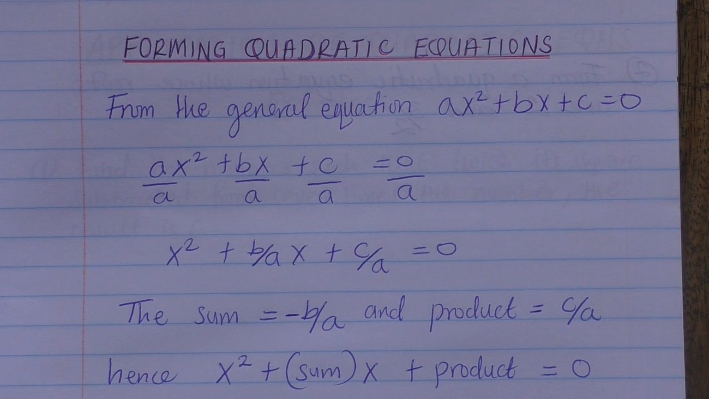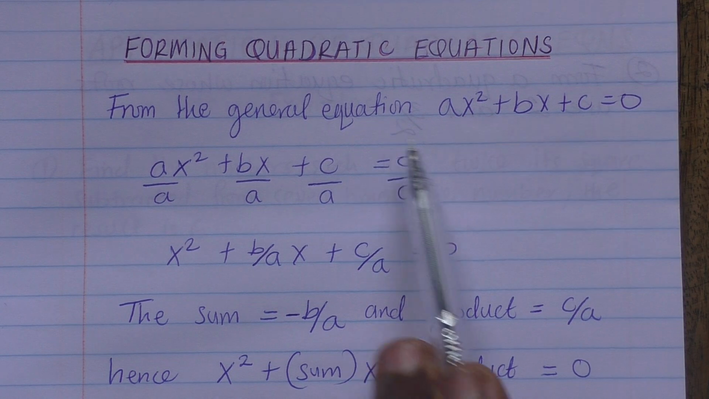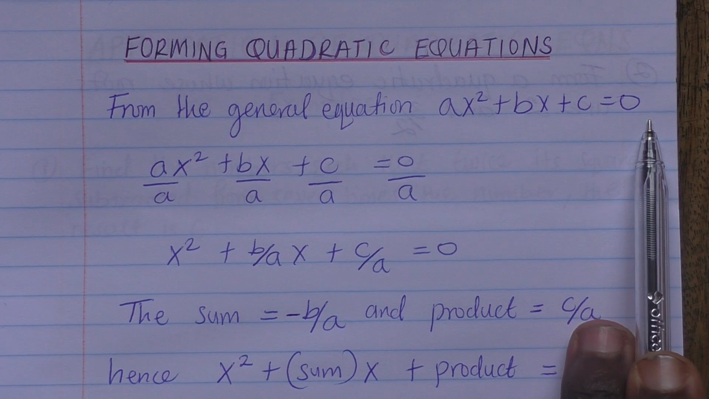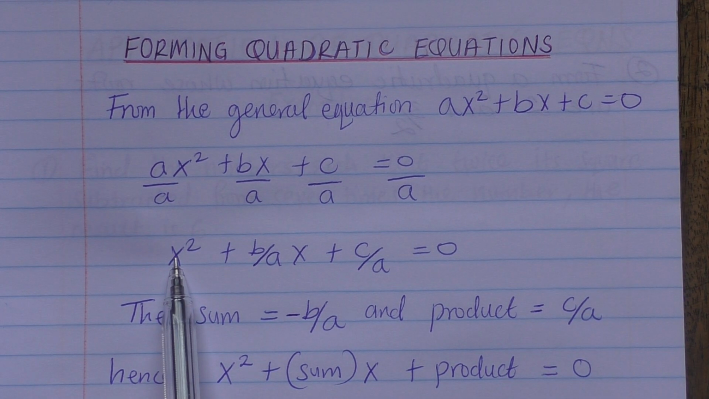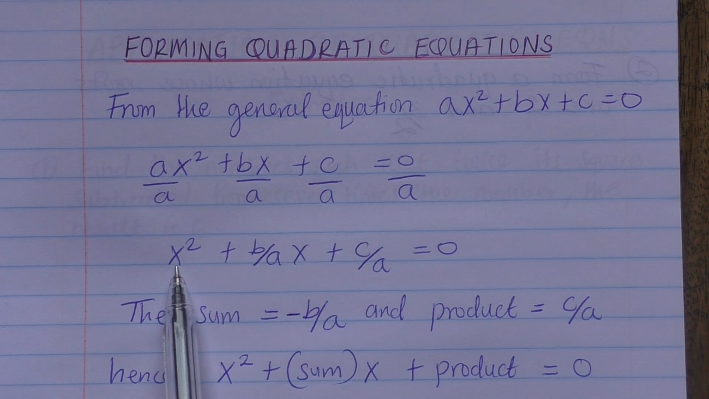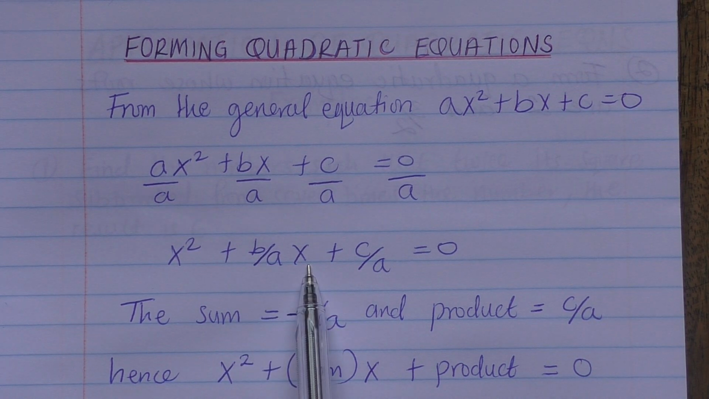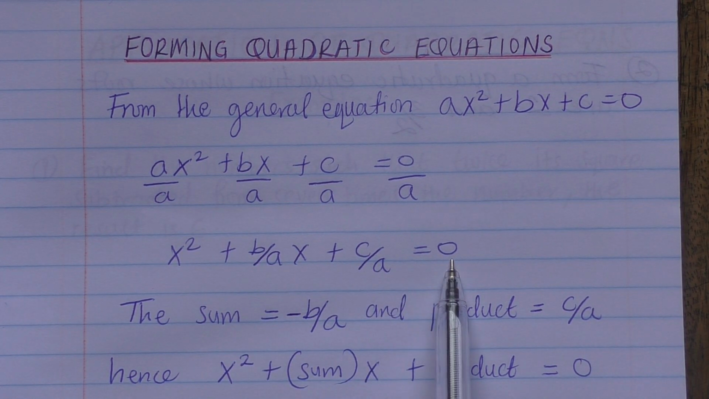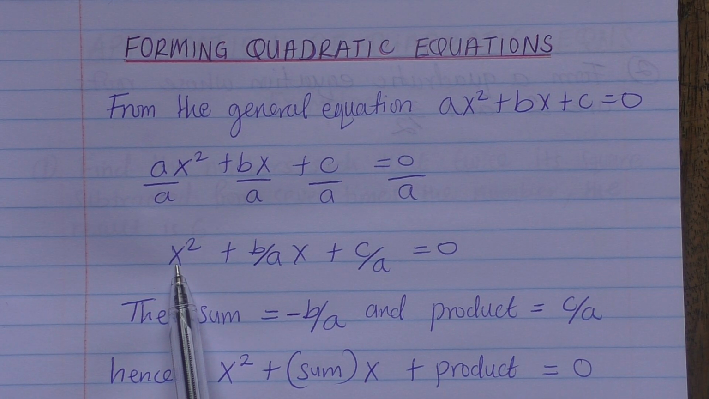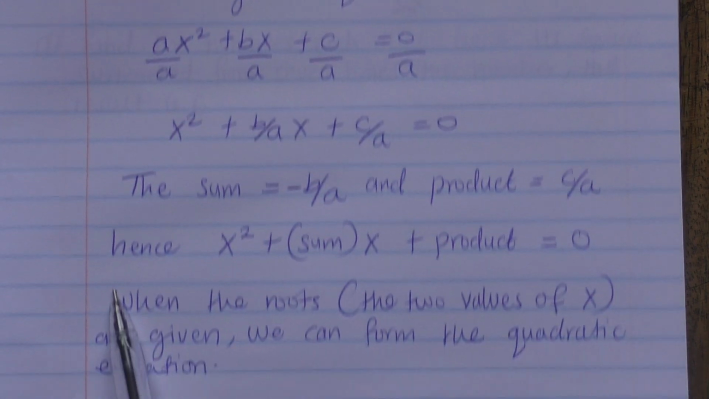In this particular lesson, we shall be looking at how we form quadratic equations when given the roots. That is, from the general equation, which is ax squared plus bx plus c equaling to 0, we now make x squared independent by dividing through by a, which gets us x squared plus b over a x plus c over a equaling to 0. Then after making this independent by dividing through, we now get our sum.